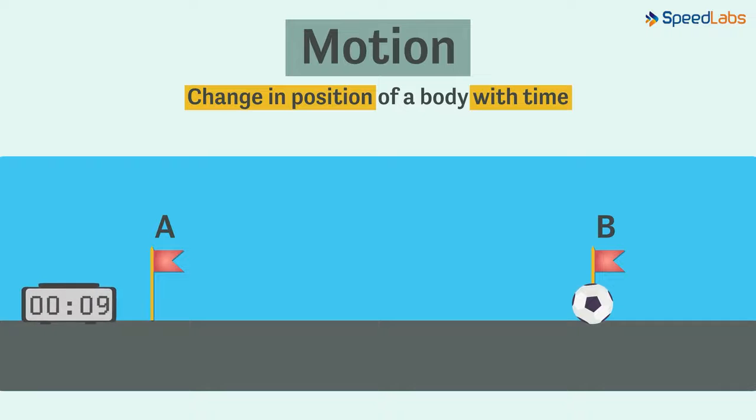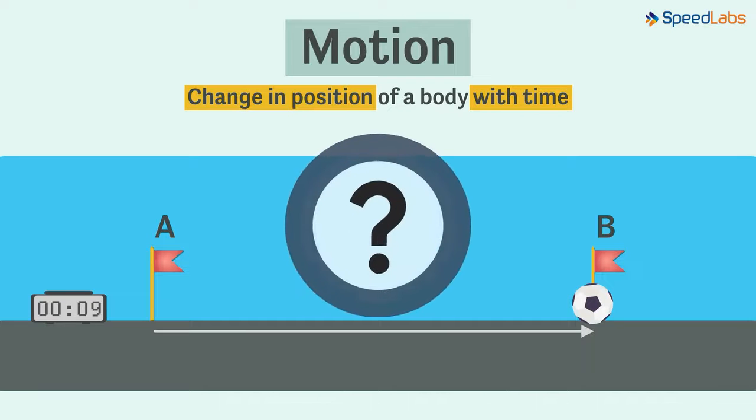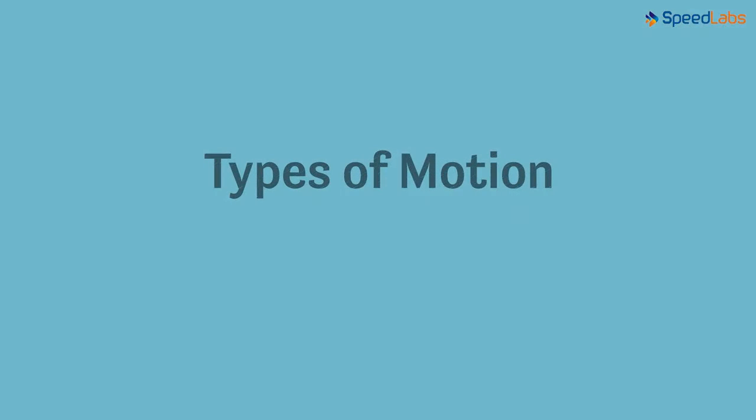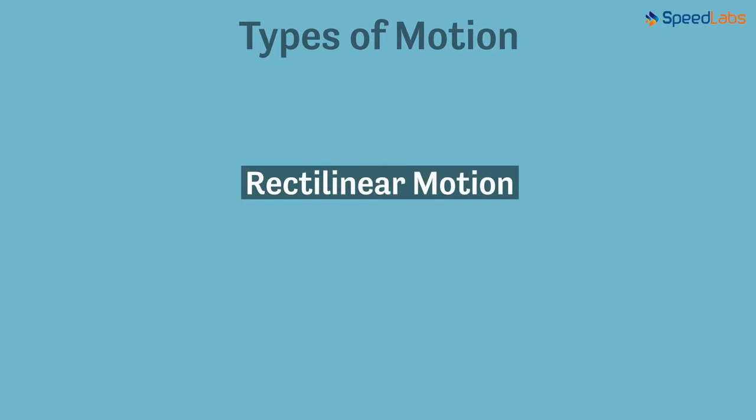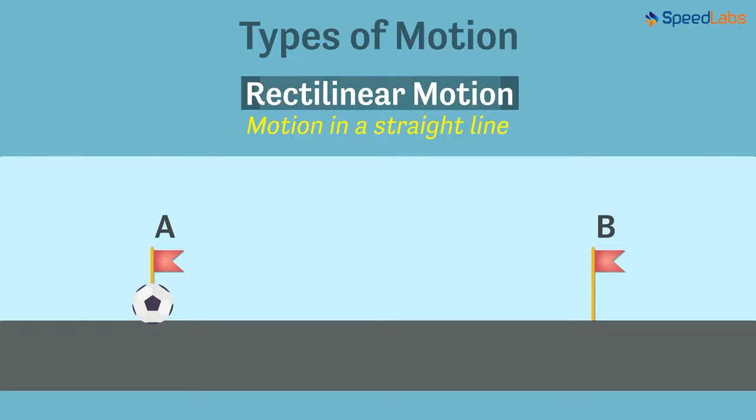We saw that the time is also changing along with the position. So it is undergoing motion. What are the types of motion that we had studied previously? We have seen 4 types of motion. The simplest of all is the rectilinear motion. It is the motion of a body in a straight line. The example that we saw earlier is of a rectilinear motion. Object is moving in a straight line from A to B.